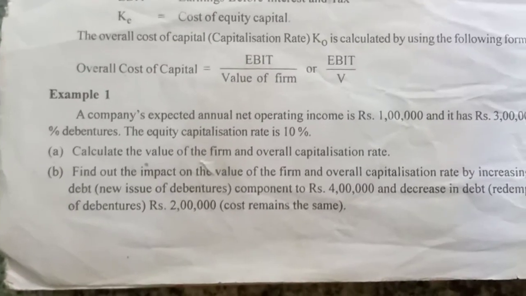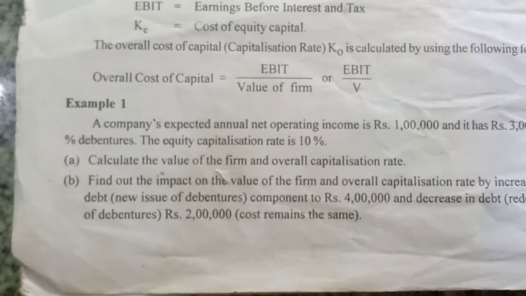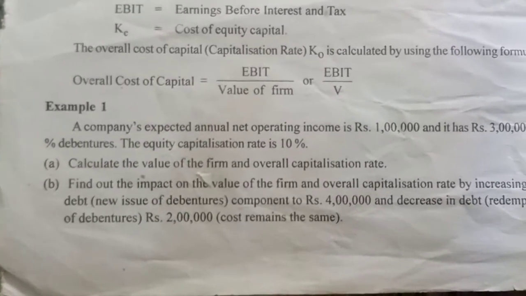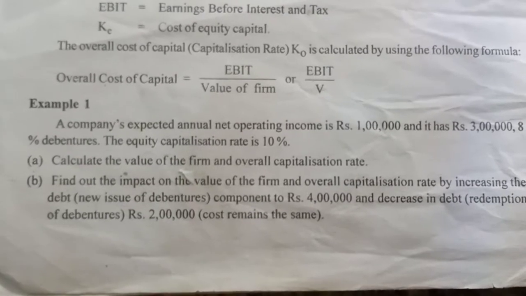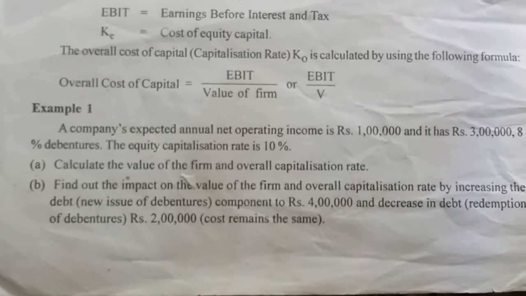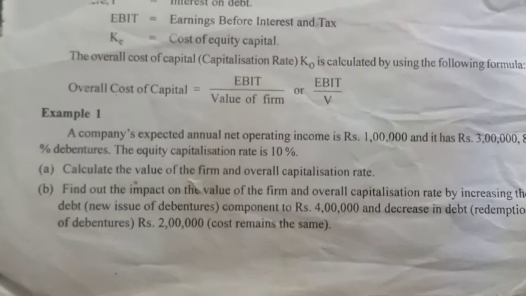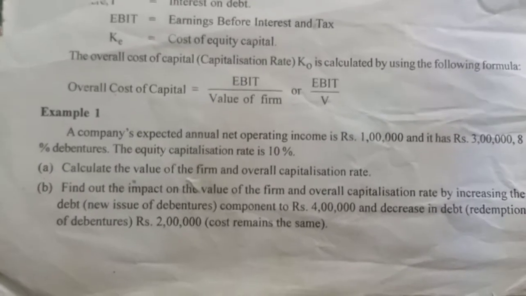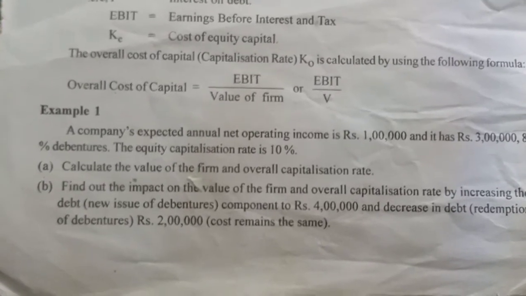V, after calculating V, we can apply that formula and calculate the overall capitalization rate. Then the next question says, find out the impact on the value of the firm and the overall capitalization rate by increasing the debt component to 4 lakh. If you increase the debt component from 3 lakh to 4 lakh, what would be the impact? And if we decrease the debt capital to 2 lakh, from 3 lakh to 2 lakh, what would be the impact on the value of the firm?